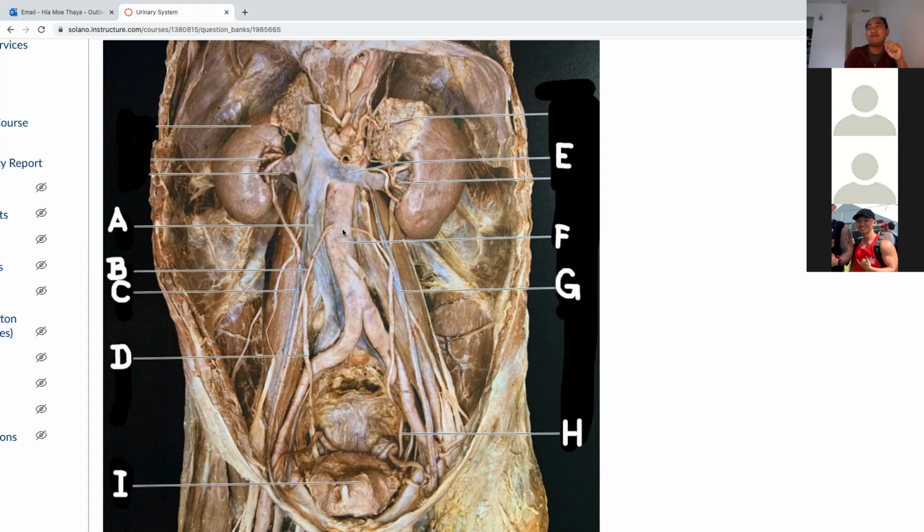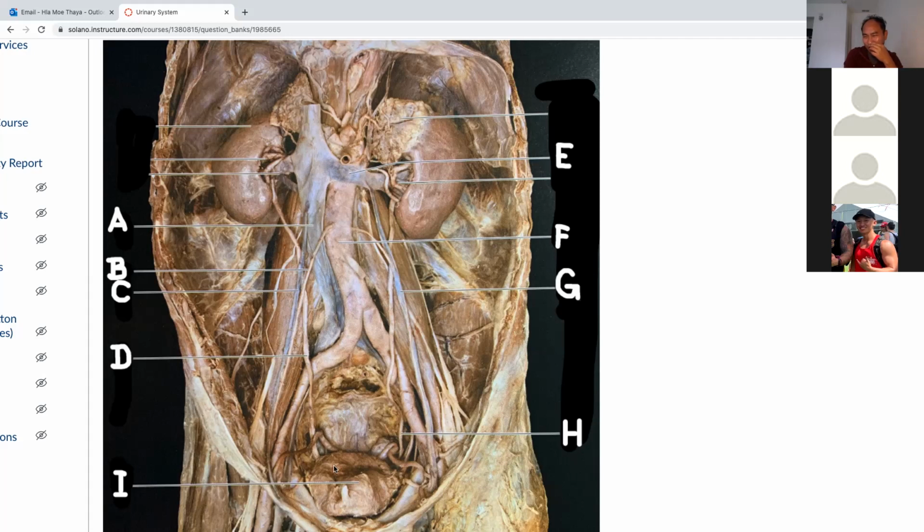Now you know F is the abdominal aorta, which divides into the right common iliac and left common iliac artery. It will give a branch called internal iliac going into the pelvis, giving branches to the uterus and the urinary bladder, and it will continue as external iliac. When it crosses underneath the inguinal ligament, the name changes to femoral artery.